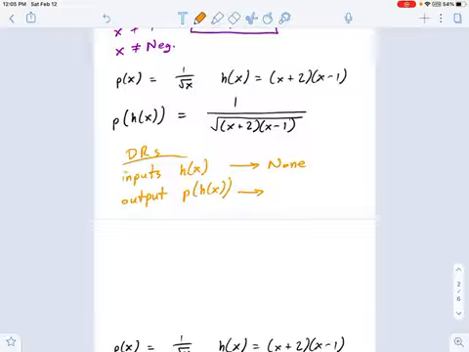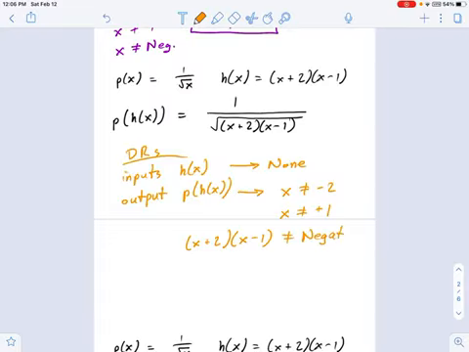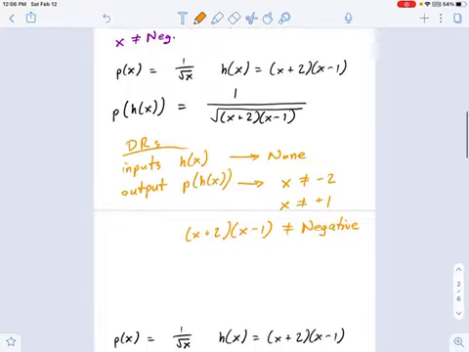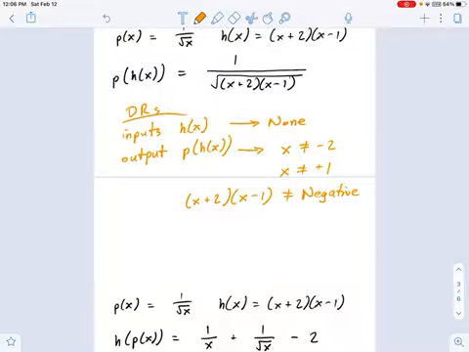Now, the output is a completely different story. Think about the domain restrictions that would cause you to divide by 0. Okay, x can't be -2. That much is clear. X can't be +1. We've talked about this one before. Now, what does that square root do? That means x plus 2 times x minus 1 cannot be negative, which is a little different than saying it can't be 0. Saying it can't be 0 got us these things. Saying it can't be negative, well, that's a whole different problem. I think we gotta graph this one to figure it out.